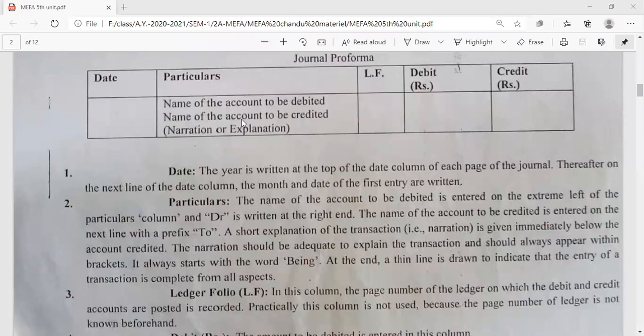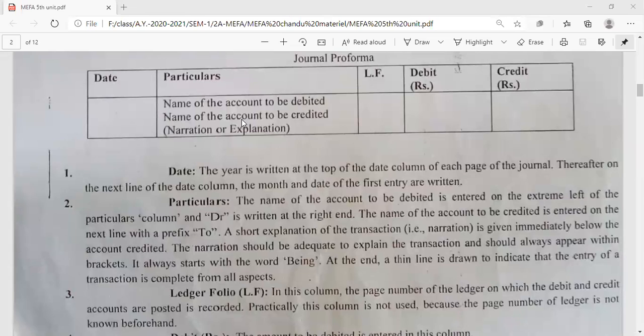Below that, we will be writing some short explanation of the transaction. That is, the narration is given immediately below the account credited. The narration should be adequate to explain the transaction and should always appear within brackets. Okay, the explanation has to be given in brackets only. It always starts with the word "being".